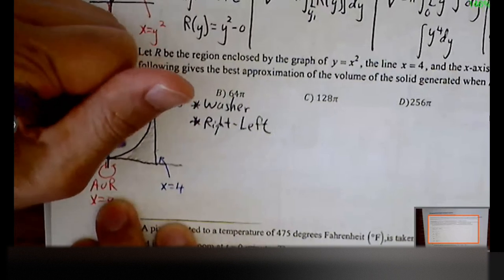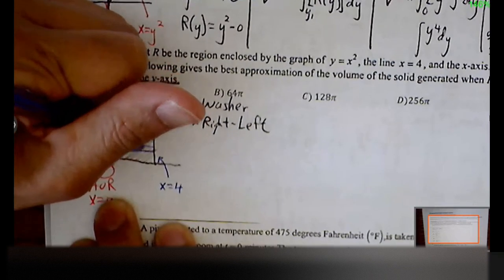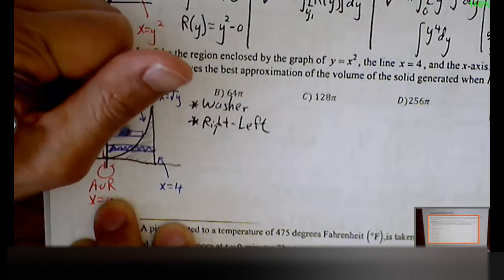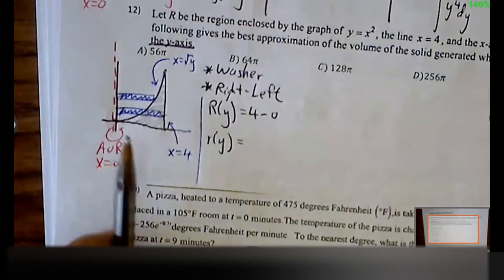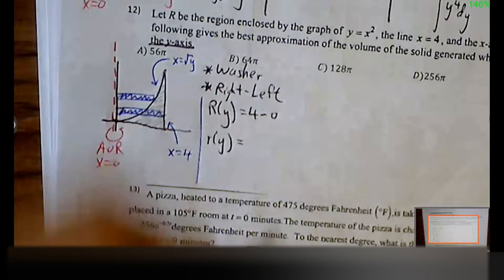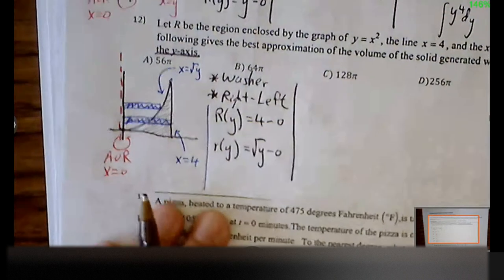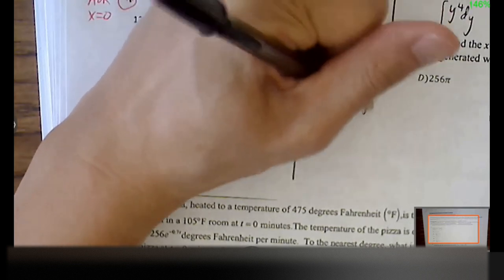We'll extend our 2 radius. Big R of y and little r of y. Okay, so big radius is 4 minus 0. Little radius: the right endpoint is sitting on the root y, and the left endpoint is sitting at the 0. Okay, so here's our formula for the washer method. Big R squared minus little r squared.